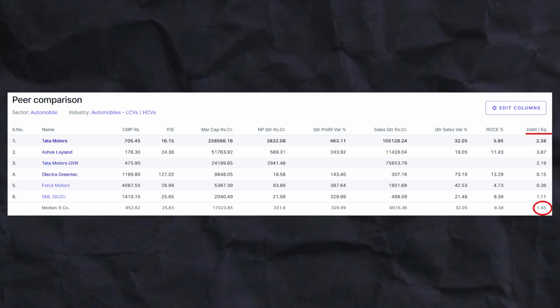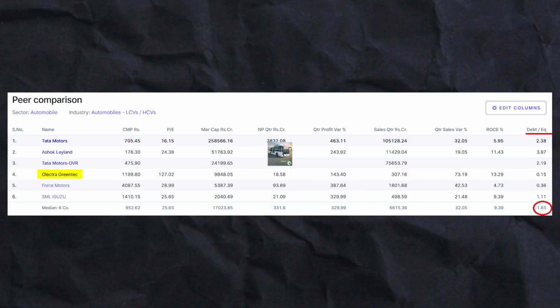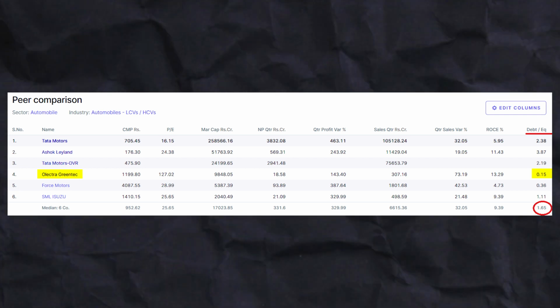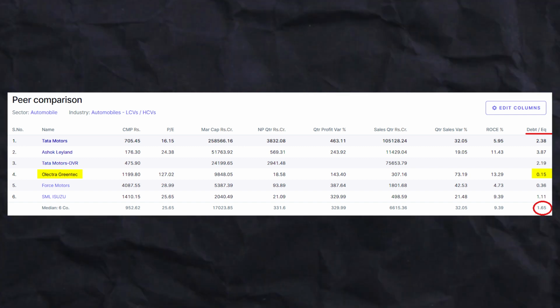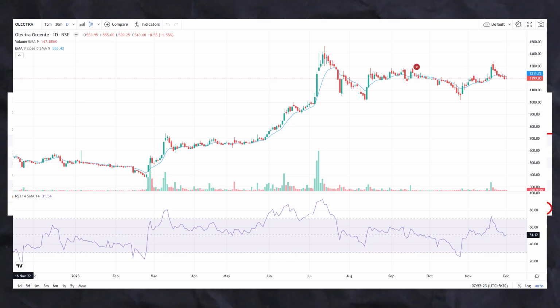Now, one of the companies in which I am heavily invested is Olectra Greentech, and its debt to equity ratio is only 0.15, even though it operates in an industry which requires companies to take on very heavy debt. This is the reason why Olectra Greentech has a competitive advantage, and the risk level is extremely low here. And without any surprise, the company has already been a multi-bagger.